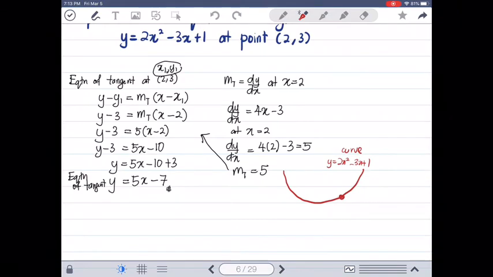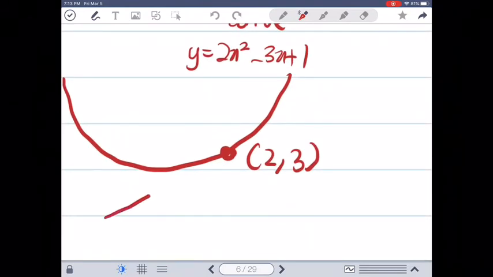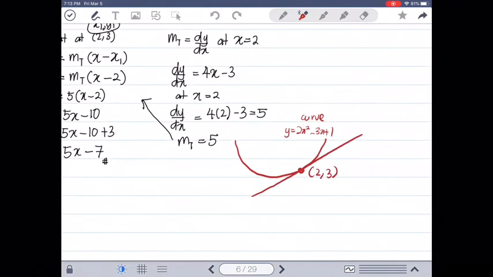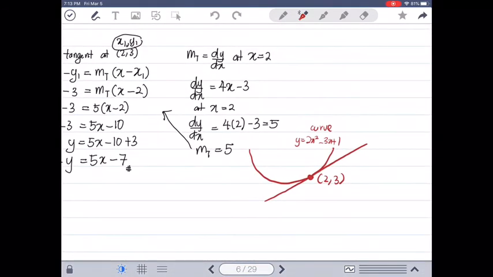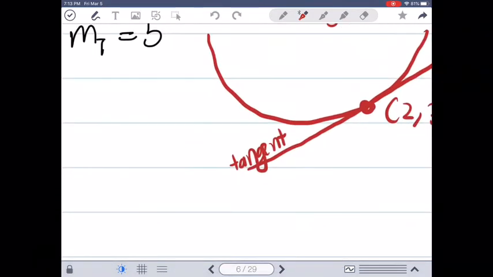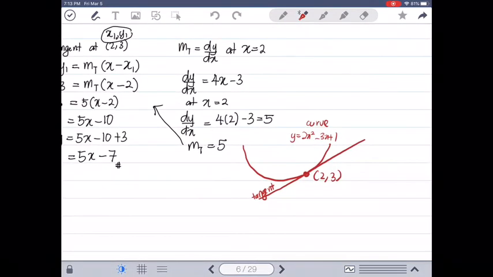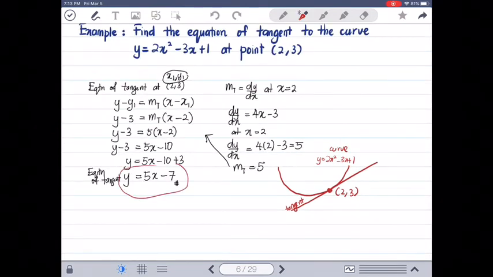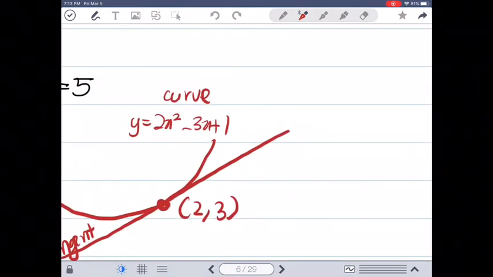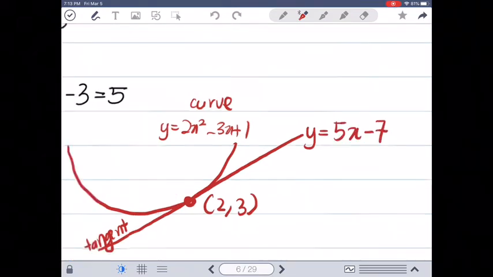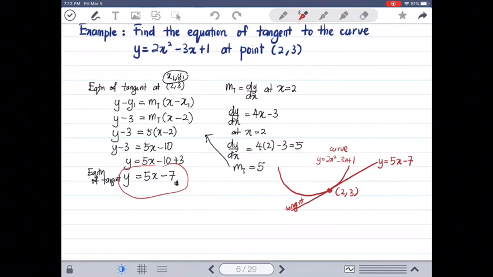Suppose that this is your point (2, 3). So the tangent that passes through this point (2, 3) is just a straight line, and we know this is our tangent. The equation of this tangent is y equals 5x minus 7.